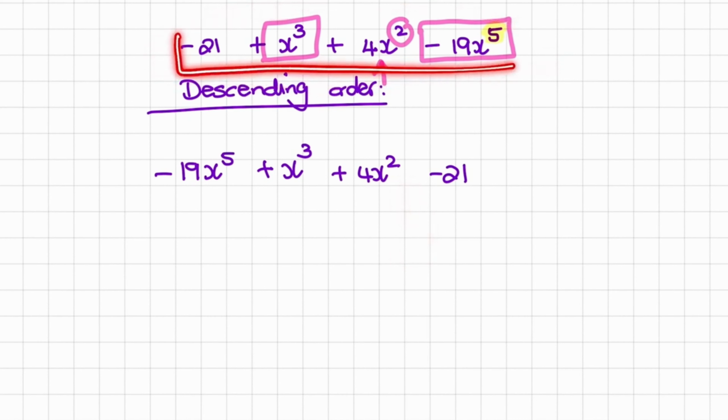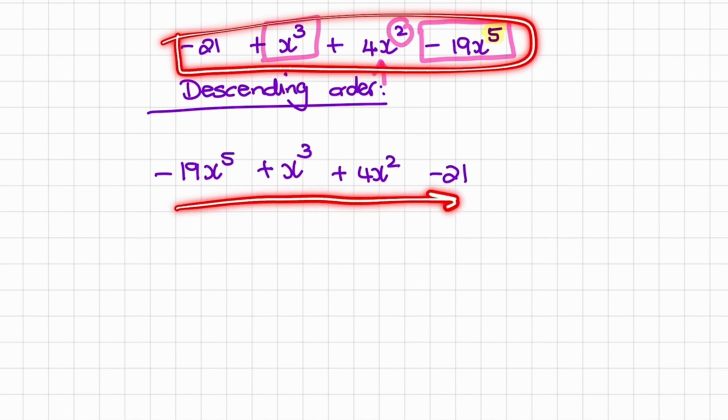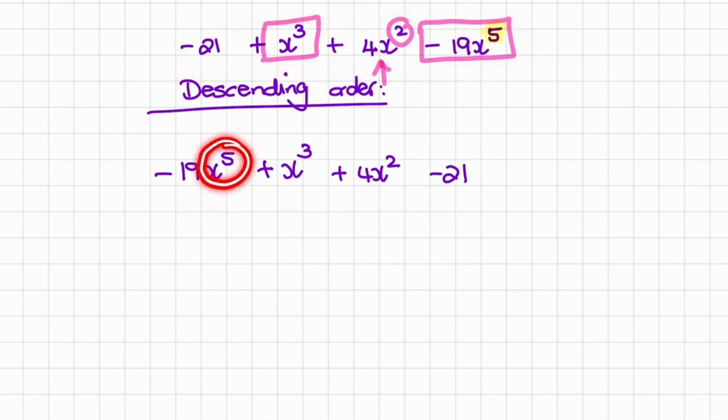So these 4 terms can be written in descending order, starting from x to the power of 5, then 3, then 2, and then the constant value.